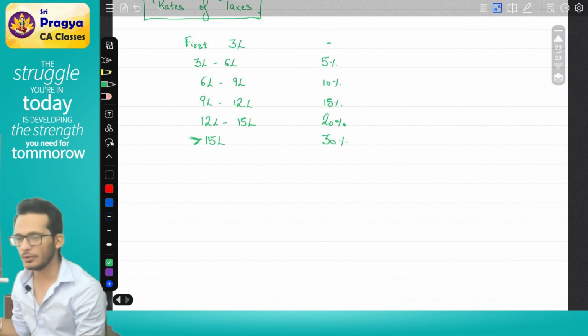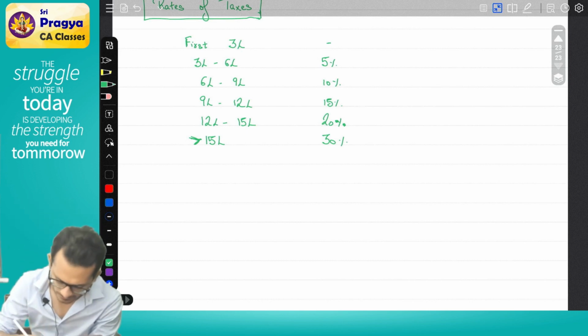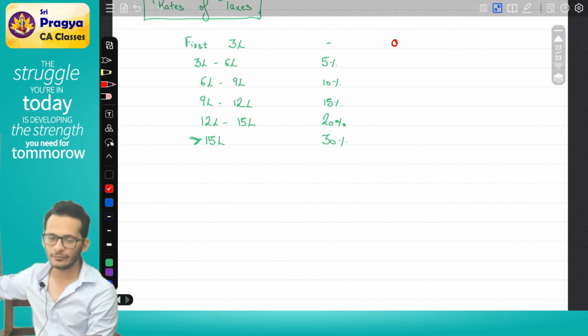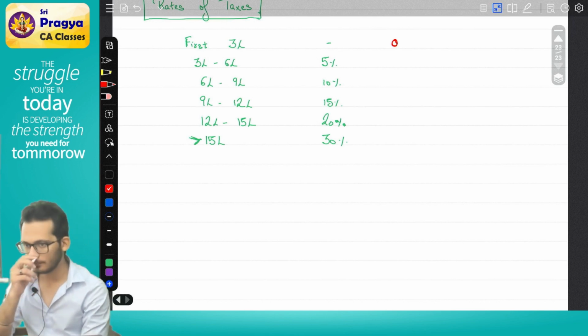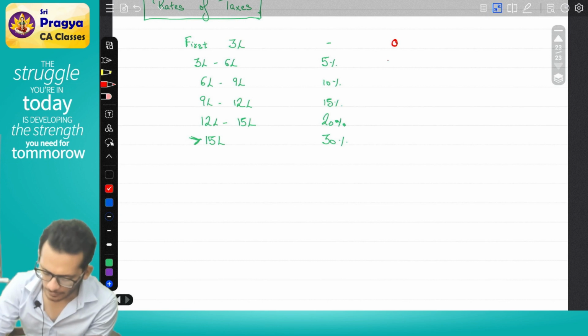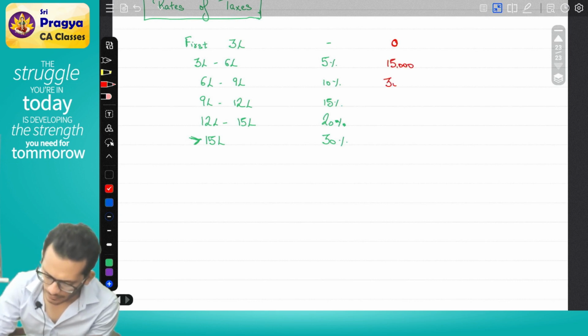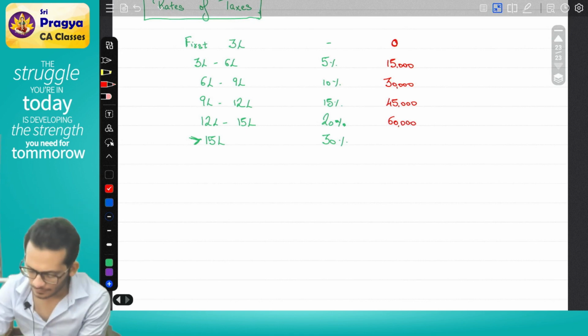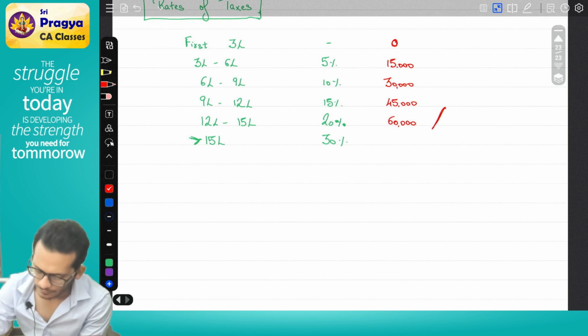If I have to compute tax, you will notice tax for the first one is 0. Next to 3 lakhs, 5%, which means it will become 15,000. Then it will become 30,000. Then it will become 45,000. Then it will become 60,000. Add the numbers. It should be 1,50,000.